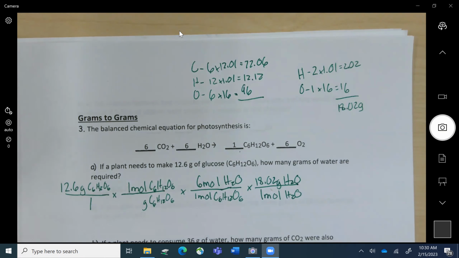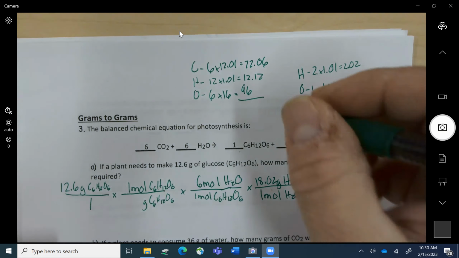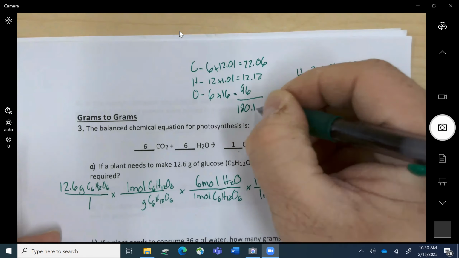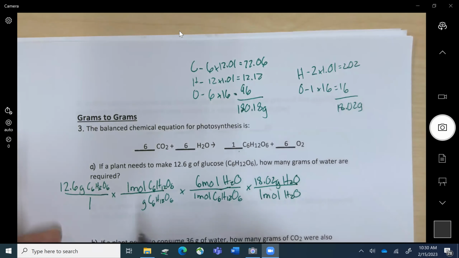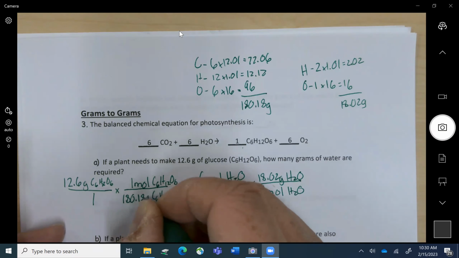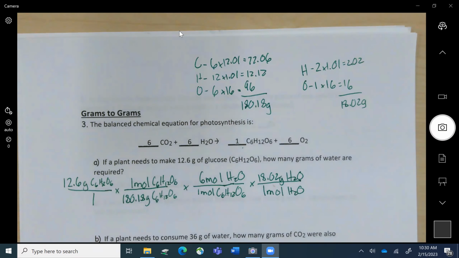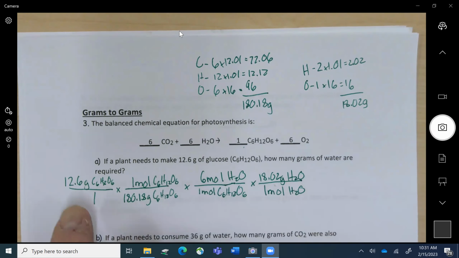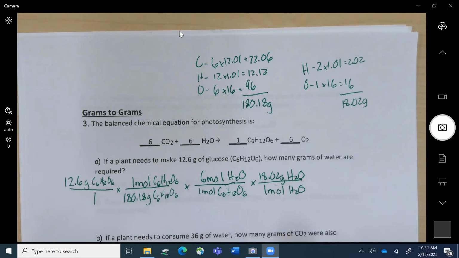This calculator, its buttons are in weird spots compared to my other ones. I'm not used to it. So this one weighs 180.18 grams. So I put that here. And now you see I have my grams to grams because I start with how many grams and I finish with how many grams of water.